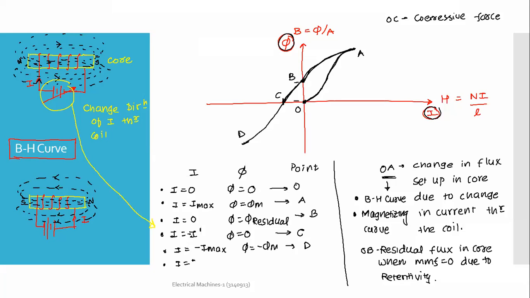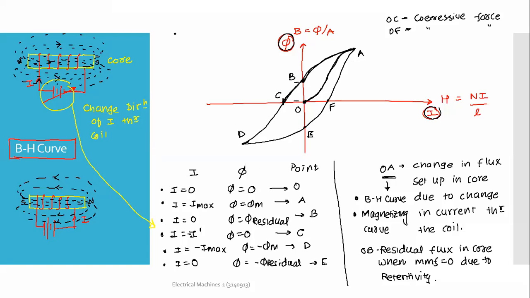Now again I gradually make this current zero. The flux will not be zero, but there will be some stored magnetic flux, just like point B. Here it will be point E, stored in the opposite direction. Again I want to make this stored flux zero, so I need to apply current in this direction. OS is the corresponding force required to make this magnetic field zero. If we continue, it will set up the maximum flux again.